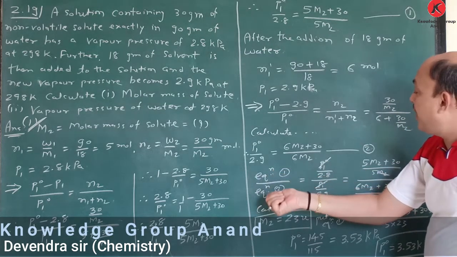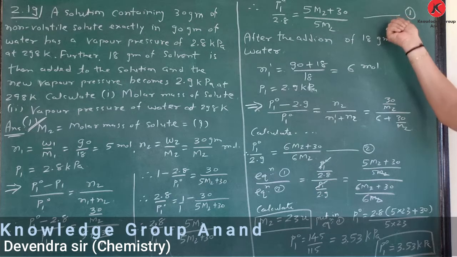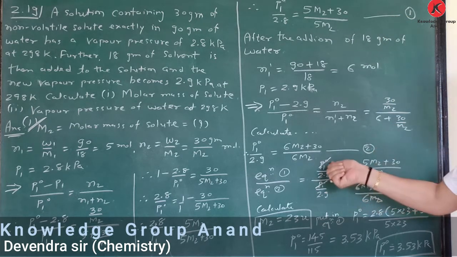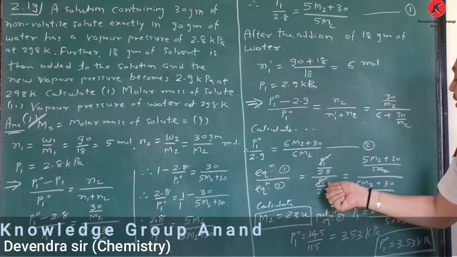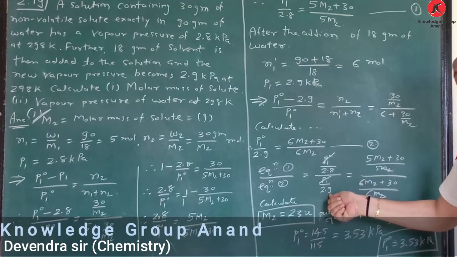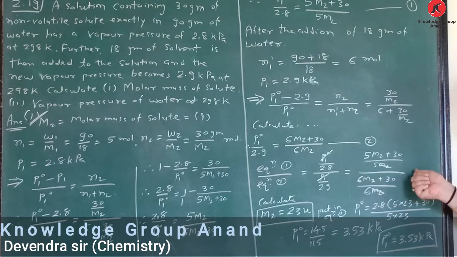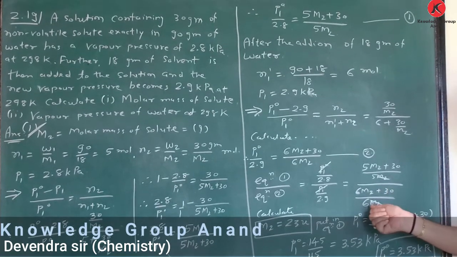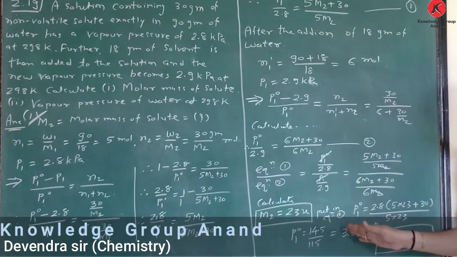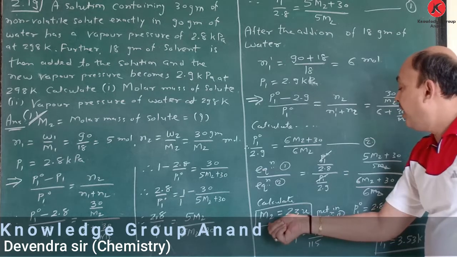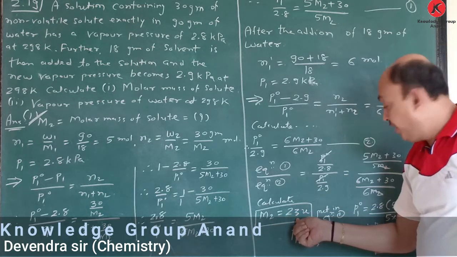So equation number 1 divided by equation number 2. Equation number 1 is this, equation number 2 is this. So (P1° divided by 2.8) divided by (P1° divided by 2.9) is equal to ((5M2 plus 30) divided by 5M2) divided by ((6M2 plus 30) divided by 6M2). If you calculate according to this, M2 is equal to 23 u.